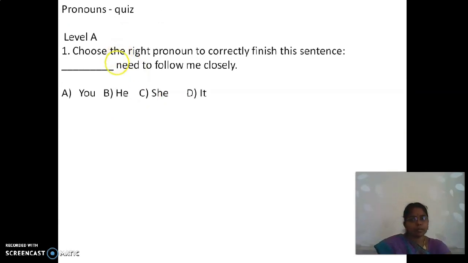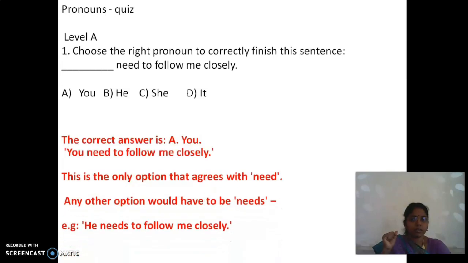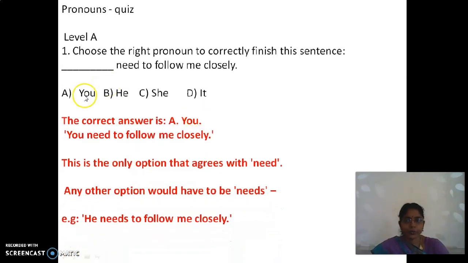Now, only one question I am going to ask you. Dash need to follow me very closely. Dash need to follow me closely. What is the answer here? I am waiting. 3 counts. 1, 2, 3. Now the answer is you.